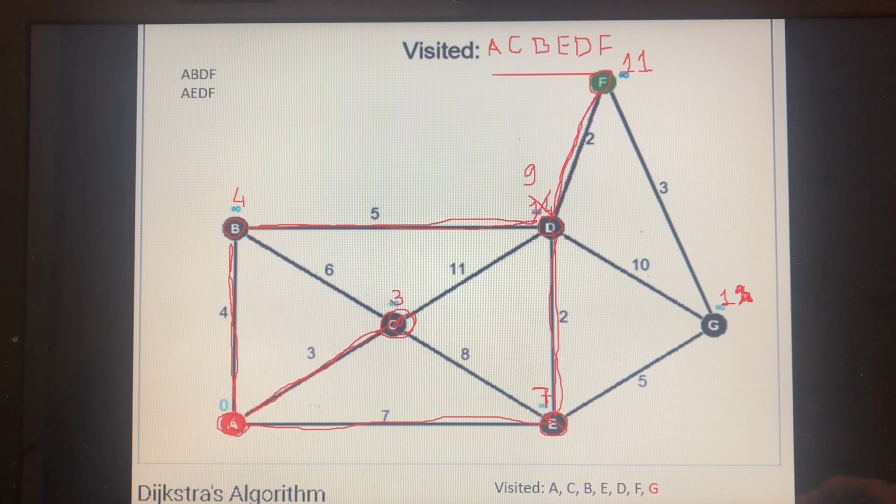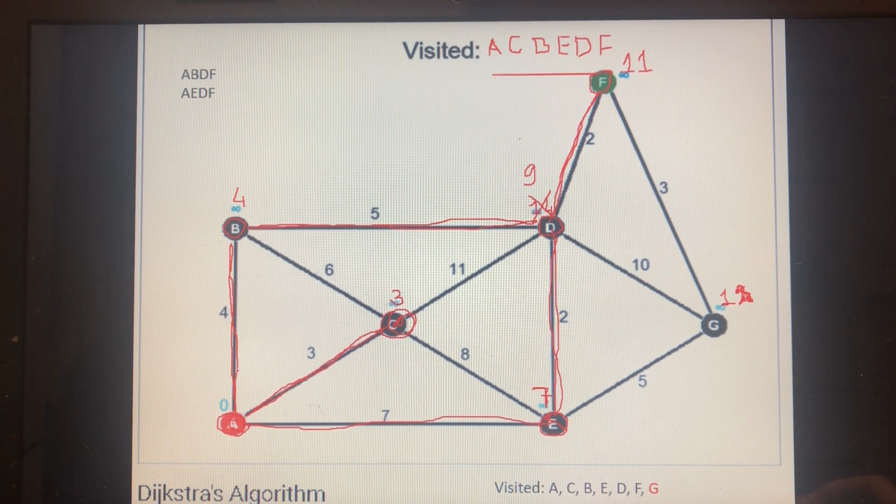Also, I marked here G is not necessary, but also from F we can go to G. From G we probably don't have anywhere to go, so we can recalculate the pathways: from G, 12 plus 5 would be 19, which is more. 12 plus 10 would be 22, which is more to D. From G to F would be 15. So this G is just additional. We can in the end check whether there is a shorter path, but now we found the shortest path to F, and that is okay.